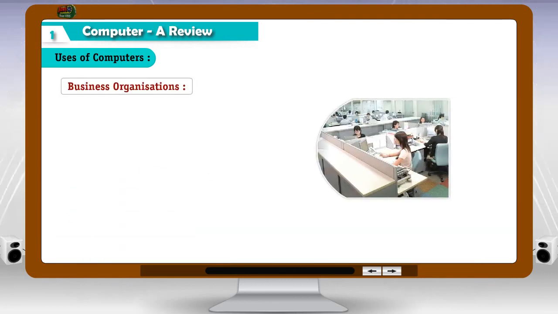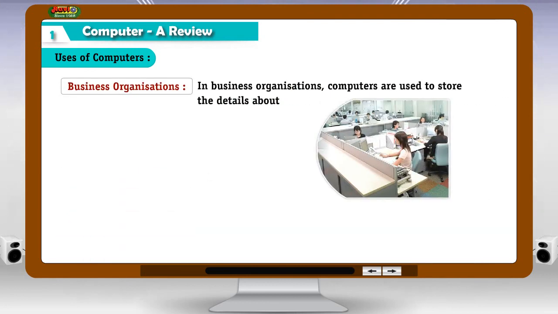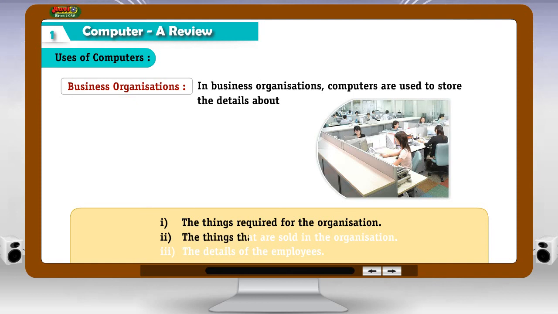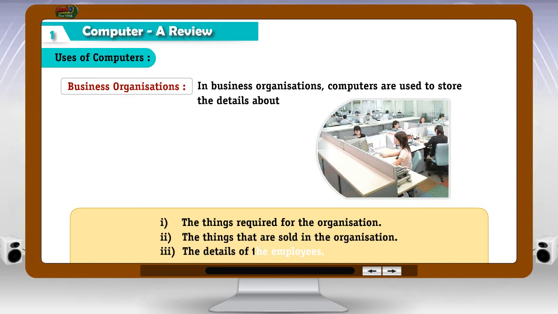Business organizations. In business organizations, computers are used to store the details about 1. The things required for the organization, 2. The things that are sold in the organization, 3. The details of the employees.